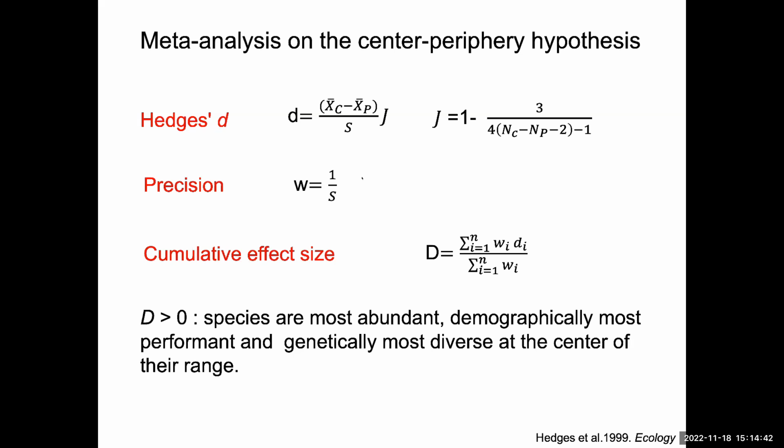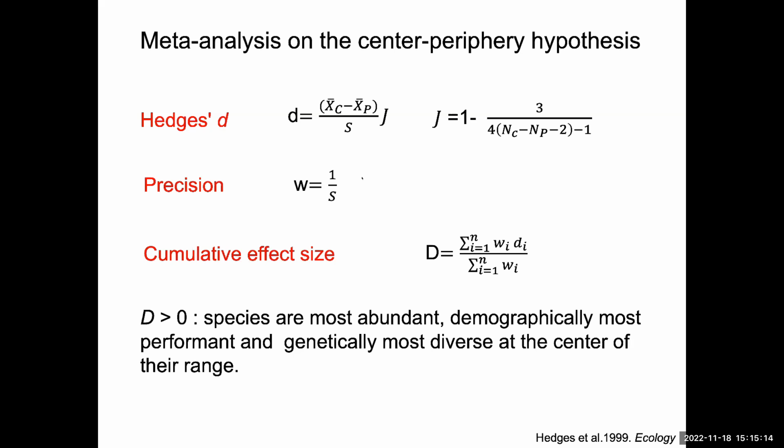For each study, I estimate the effect size. Here, I prefer the Hedges' d. The X here represents either population abundance, population growth rate, or genetic diversity. C represents those values for the central population, and P represents the peripheral value. The S here represents the pooled standard deviation. The J represents the sample bias correction factor.